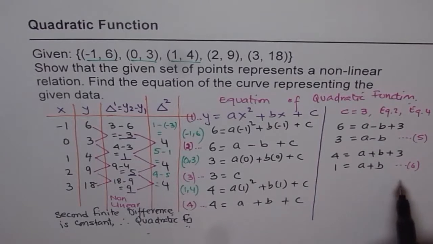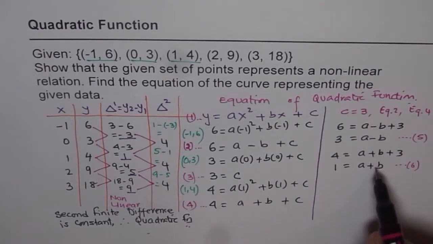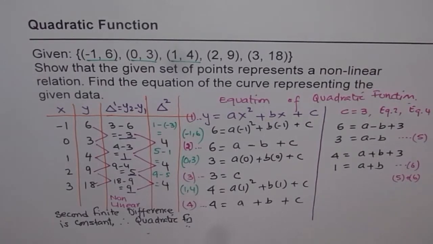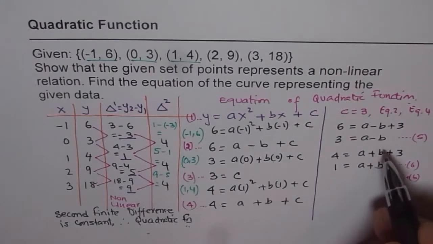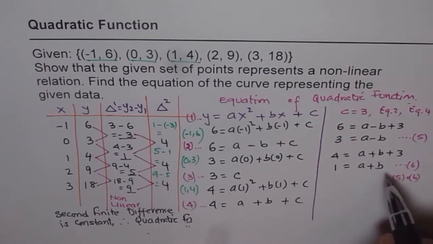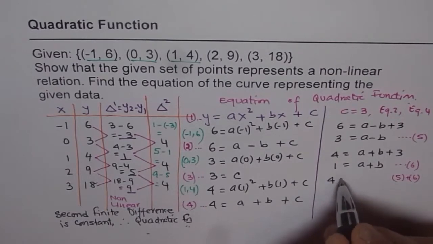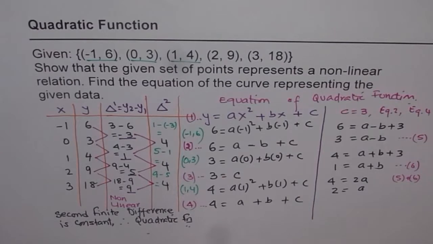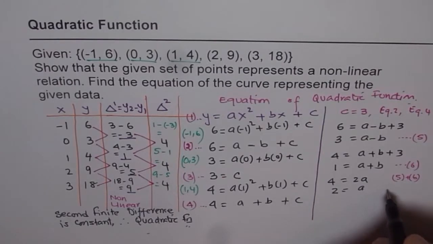Now from these equations, we can find the values of a and b, right? If I add equation 5 with 6, then I get 2a, and minus b plus b is 0. 2a equals 4, so I get 4 equals 2a, or I can write a equals 2, right? So that is the value of a for us. So let me say equation 7, right?